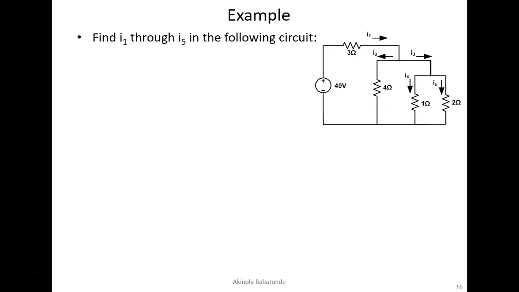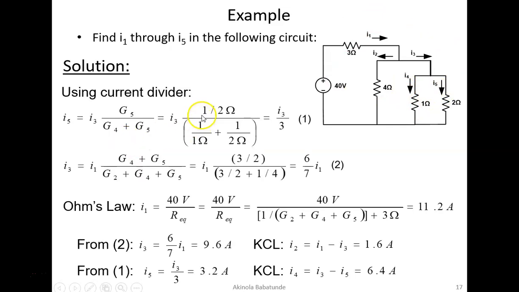Here is a simple example. Let's quickly check it out together. Find I1 through I5 in the following circuit. I1 is missing, I2 is missing, I3 is missing, I4 is missing, I5 is missing. So we should find all of these in the circuit. We're going to use the current divider to solve the problem, and we will start from here. This is the simplest part of the circuit without any source or any other element attached to it. So we can start from there.